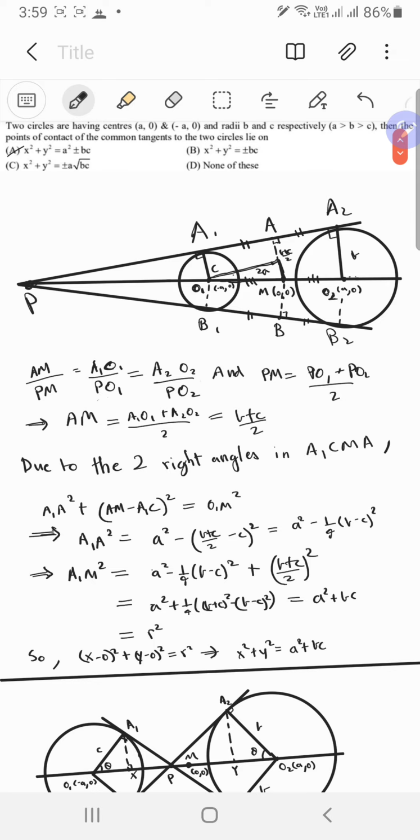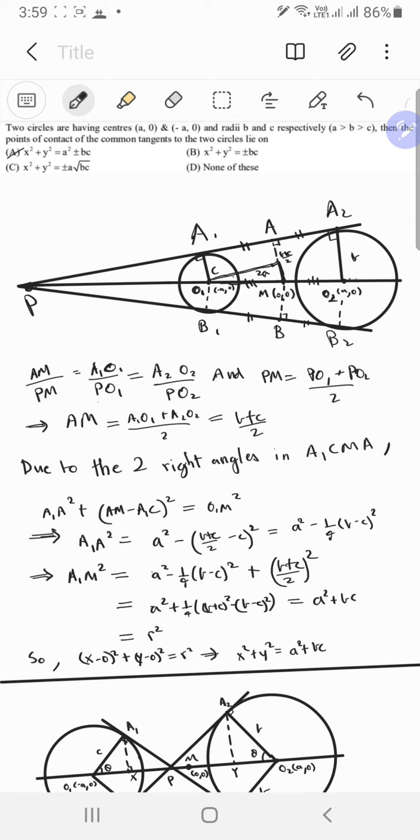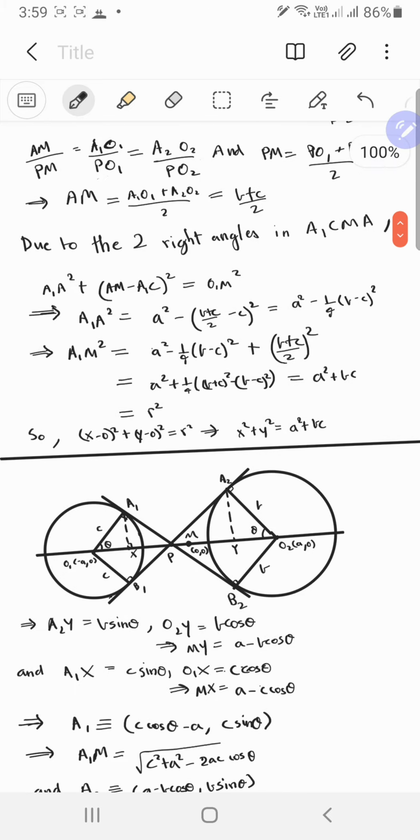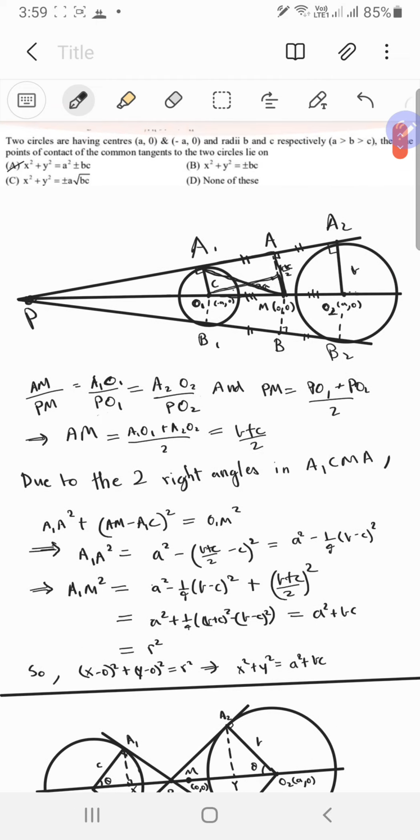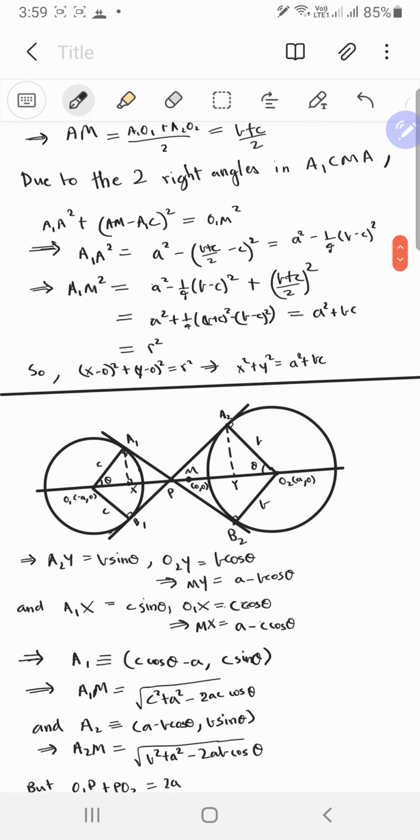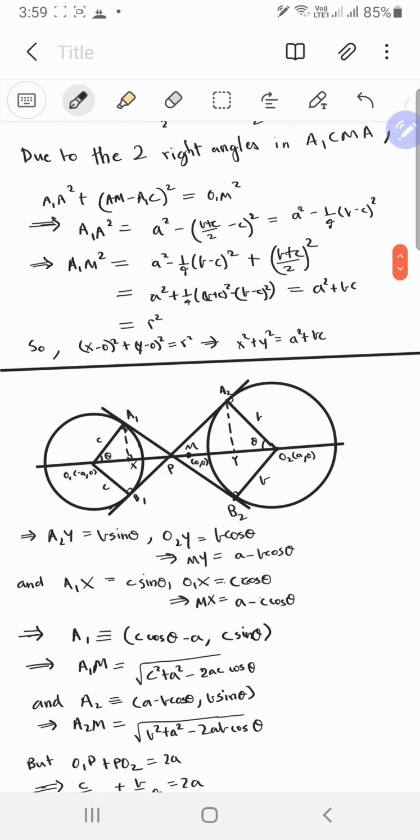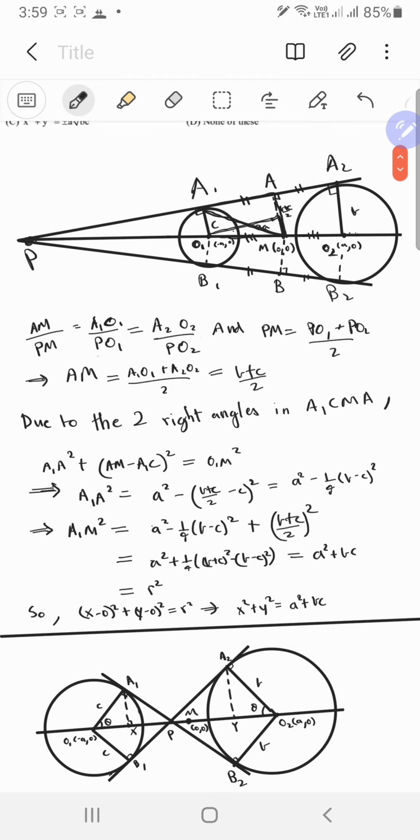Next, using this value we can find A1M squared. So this is M, this is A1, and we need to find this distance, which we can find using the Pythagoras theorem applied in this triangle. So A1M squared is A1A squared plus AM squared. Inputting all those values and simplifying, we get a squared plus bc. That is the value of A1M squared, and over here M will be the center of the circle circumscribing A1B1 and A2B2.